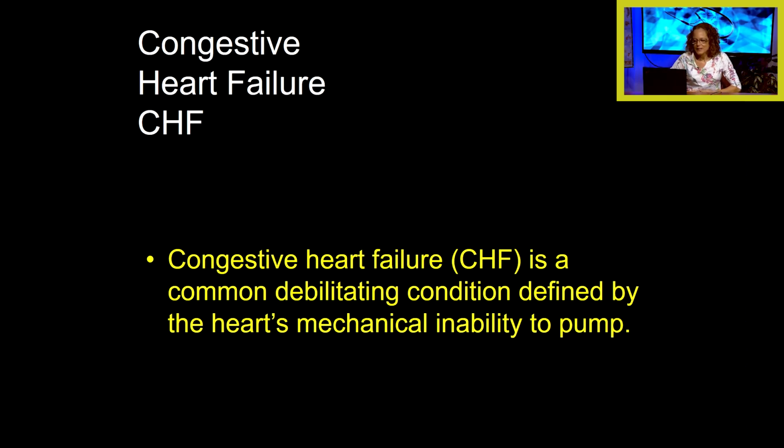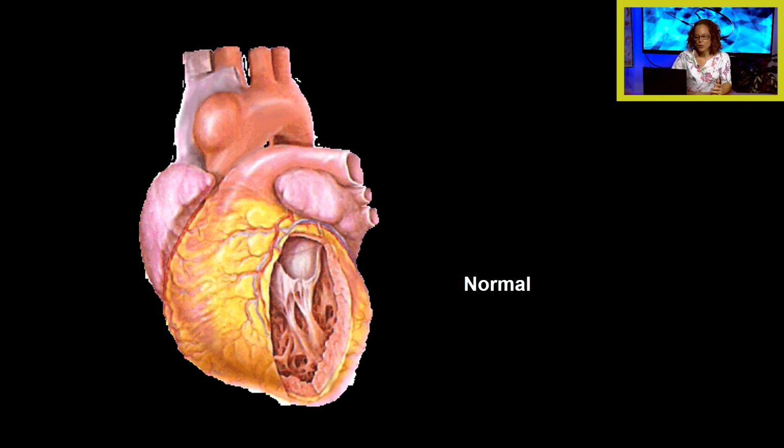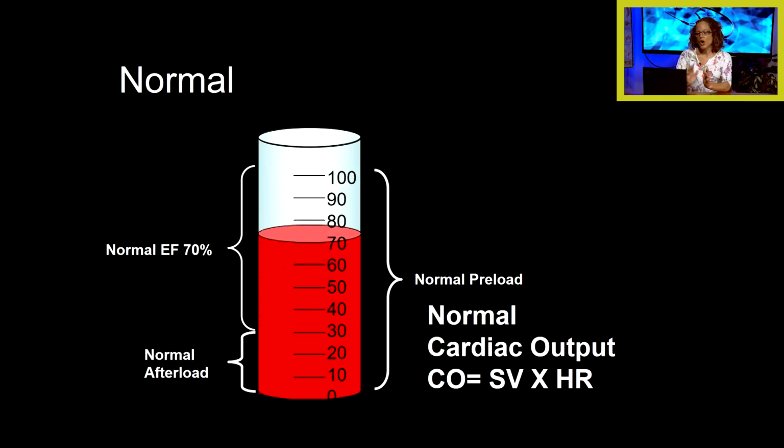Congestive heart failure is a common, debilitating condition defined by the heart's mechanical inability to pump. So here we see a normal heart, and we have looked at this before. In our intro to perfusion lecture, we said that in a normal heart we have an ejection fraction of about 70%, and that cardiac output was determined by our stroke volume times our heart rate.